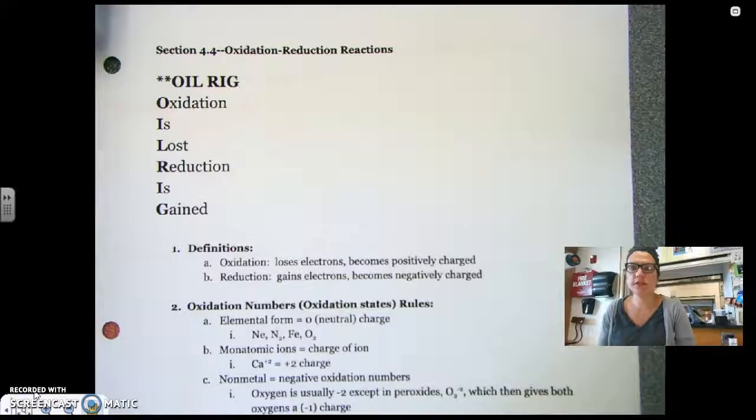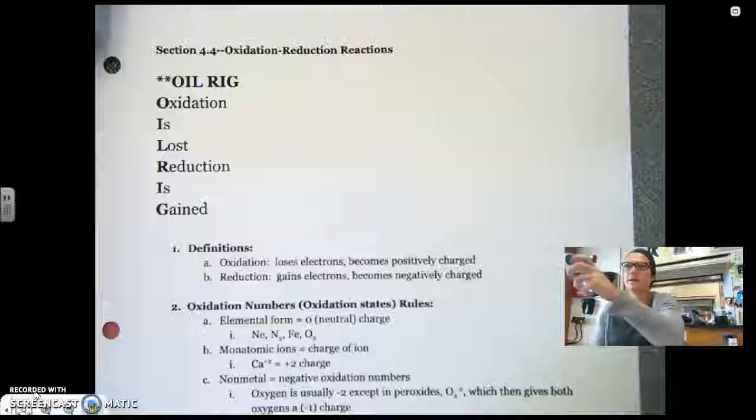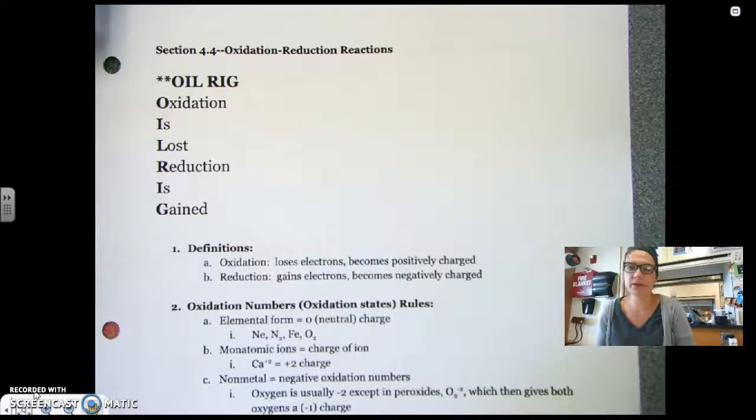Hey kiddos, so this video is going to be over section 4.4, and this deals with oxidation and reduction reactions. Now, I don't want you to be intimidated by this, because once you get the hang of it, it becomes easier and easier as you do the practice problems.